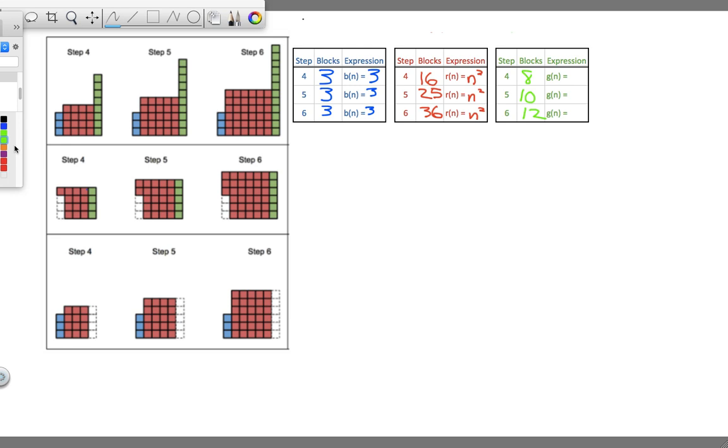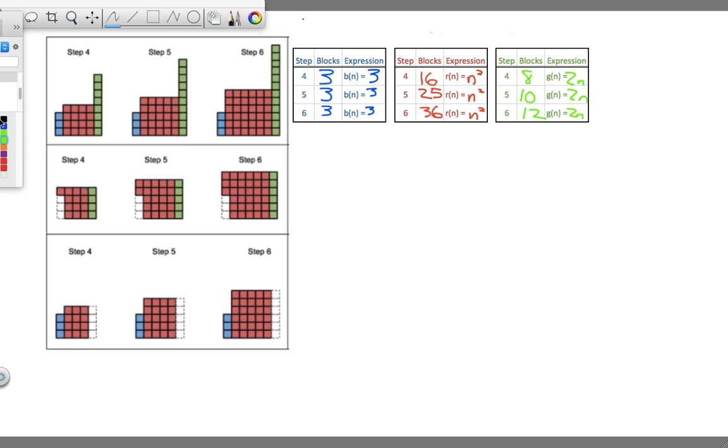And finally, for the green blocks, g for green, g of n. g of 4 equals 8, g of 5 equals 10, g of 6 equals 12. So the expression is, whatever n I take, I'm just going to multiply by 2. So 2 times 4 is 8, 2 times 5 equals 10, and 2 times 6 equals 12.